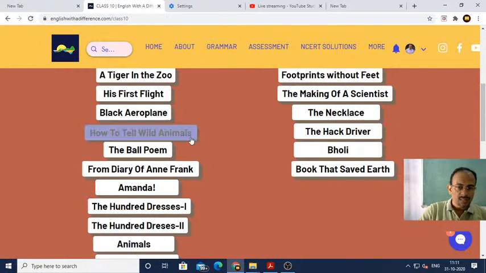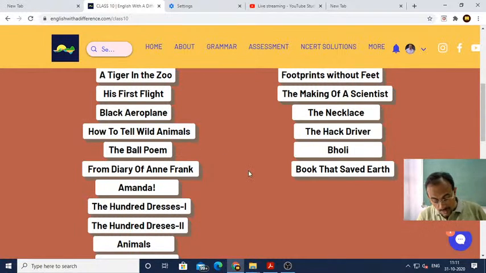Okay, in the syllabus, so in total you can say 1, 2, 3, 4, 5 from First Flight, and from Footprints 3 lessons are not there. So a total of 8 lessons are not there. From Footprints, The Midnight Visitor is not there, Question of Trust is not there, and The Book That Saved the Earth is also not there.